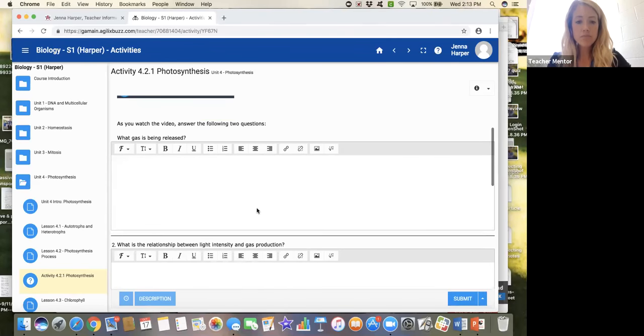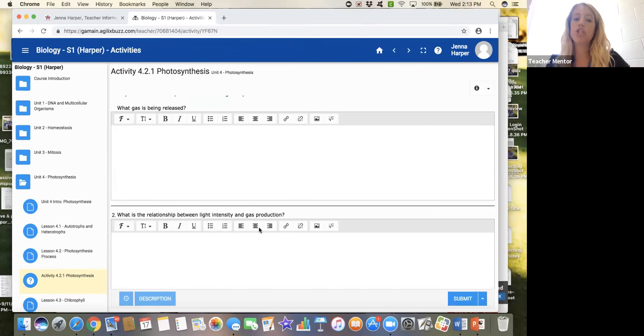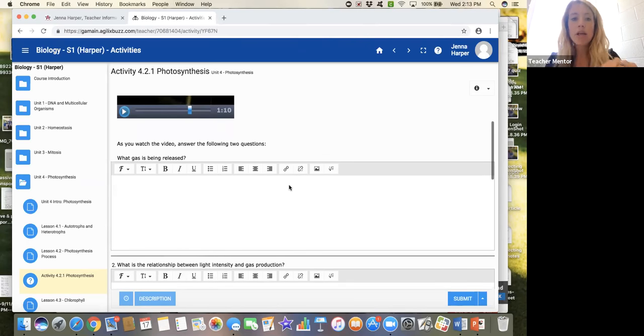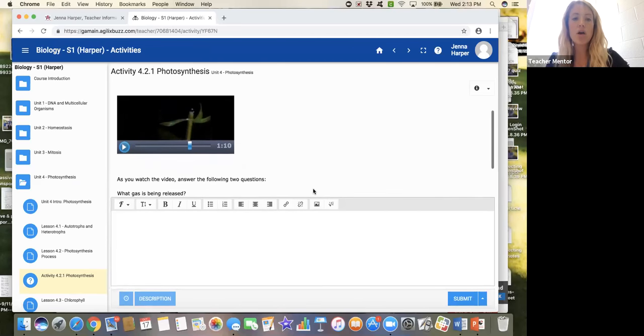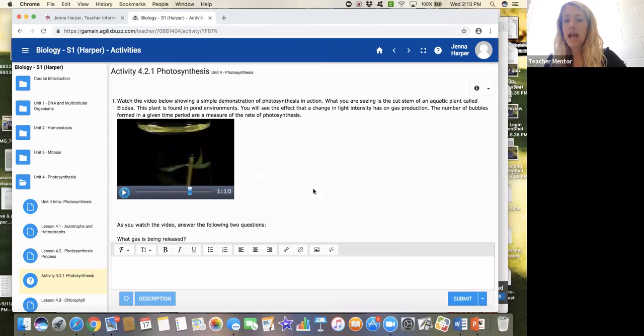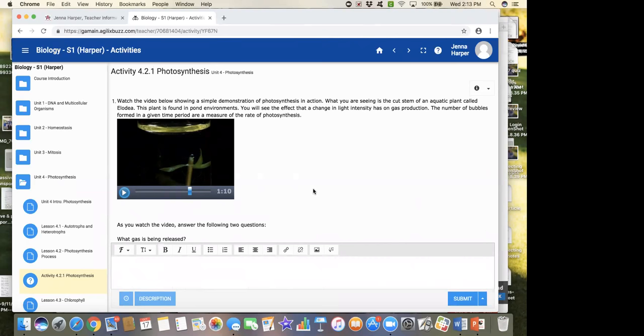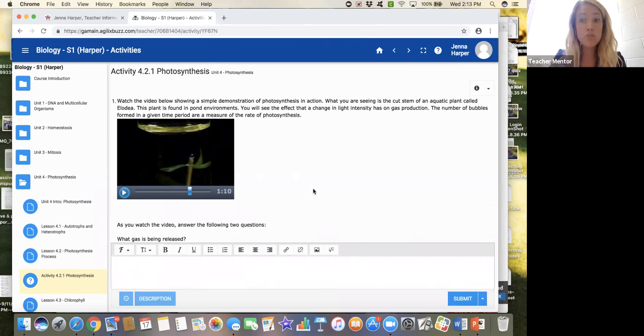Now, what is the relationship between the light intensity and the gas production? This really answers the question that the video is depicting. So what happened, like I asked before, when the light came up, like when we had a lot of light, what started happening? The water increased. The bubbles increased, right? Is that what you mean?